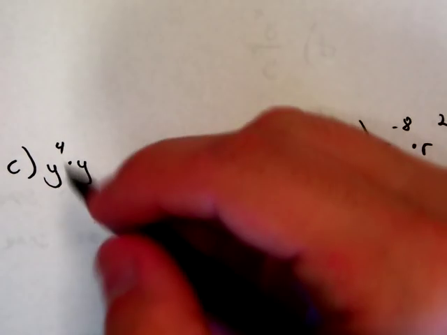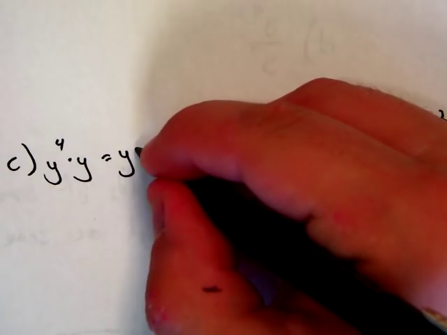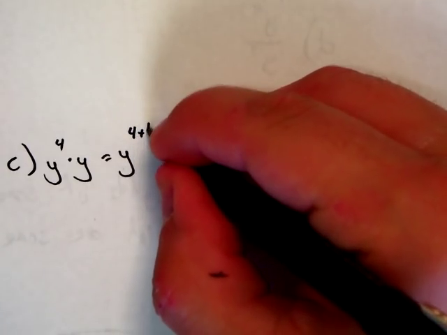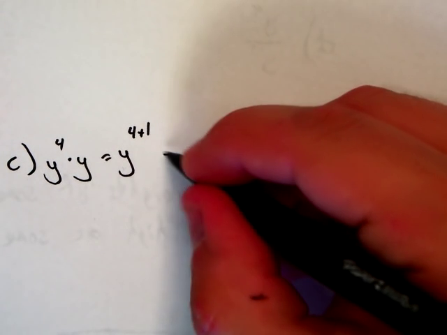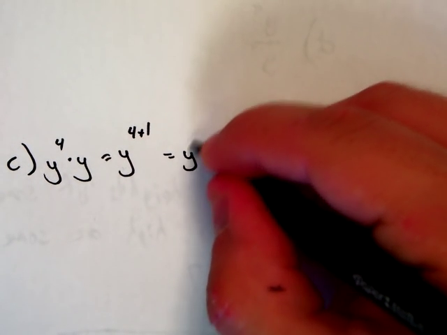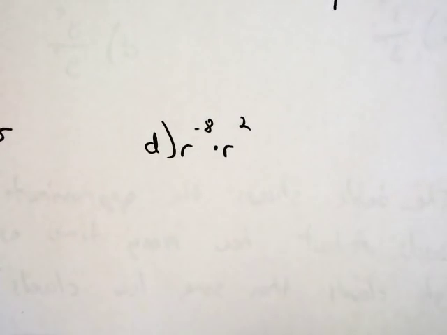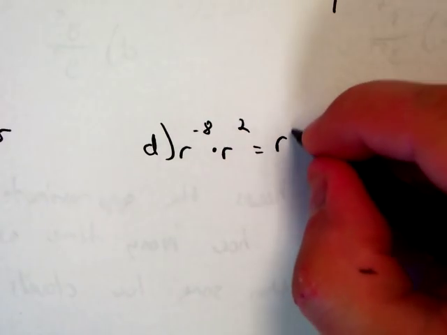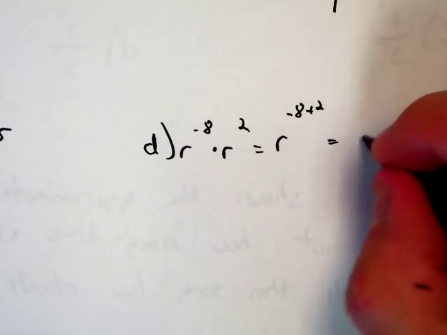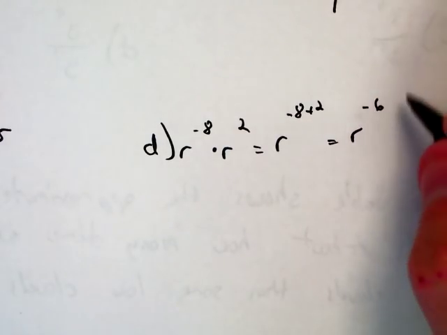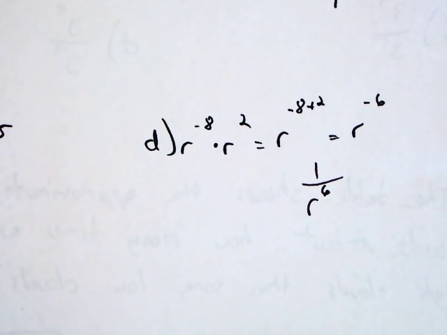Letter C. Now instead of having numbers, we have variables. But we still keep the base, add the exponents. Again, there isn't one here, but really 1 is there. And 4 plus 1 is 5. Letter D, variables again, keep the base, add the exponents. Negative 8 plus 2 is negative 6. And this turns it into 1 over r to the 6th.